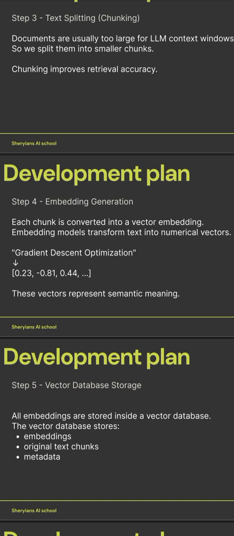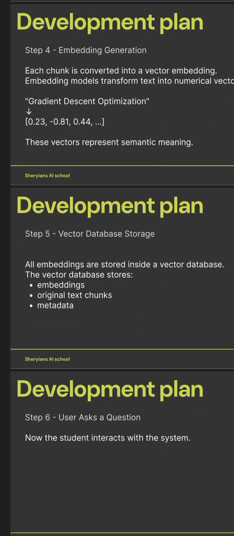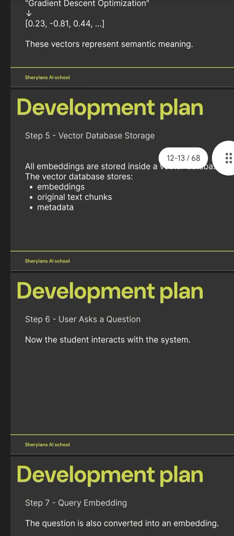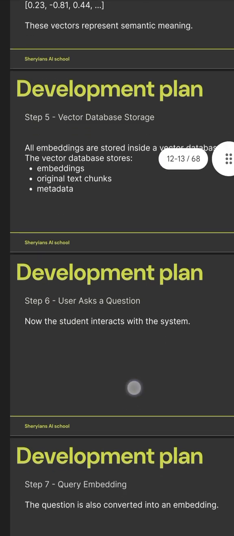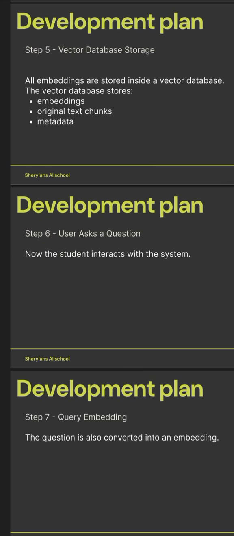For example, take the sentence "gradient descent optimization"; it is converted into a vector like 0.23 and so on. That is a vector, and each value is a dimension: dimension 1, dimension 2. These vectors represent semantic meaning. Then we have the vector database: all embeddings are stored inside a vector database. The vector database stores the embeddings, original text chunks, and metadata.